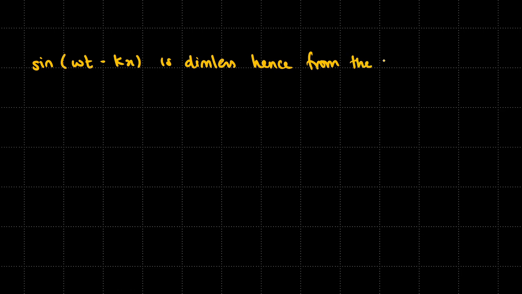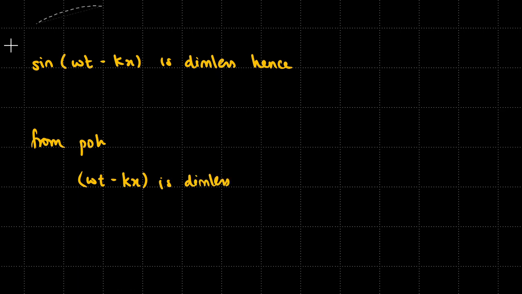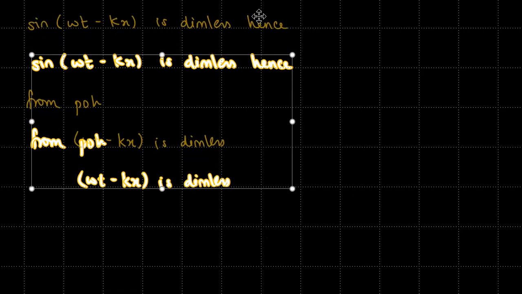So now, sine (omega t minus kx) is dimensionless, hence, from the principle of homogeneity, omega t minus kx as a whole is dimensionless.